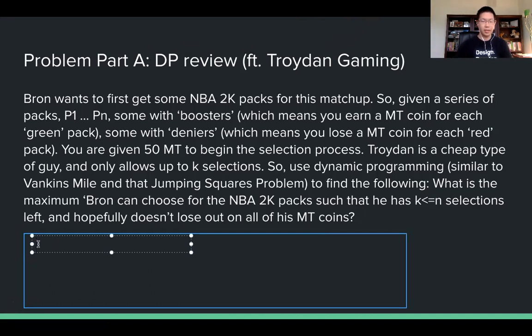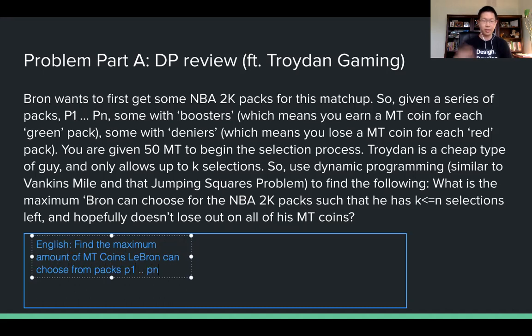So what is the English description of subproblem? Find the maximum amount of MT coins LeBron can choose from packs P1. I'm not going to use sub abbreviation because that's too difficult on Zoom. LeBron can choose from packs P1 to PN with up to K less than N selections. And that's your English description. Very simple, very clear, ELI5, like it's in Reddit. Explain like I'm five. That's your English description.